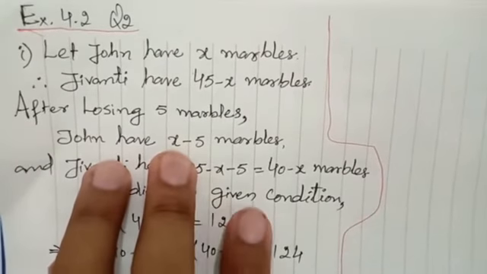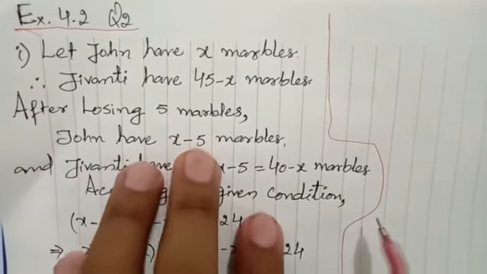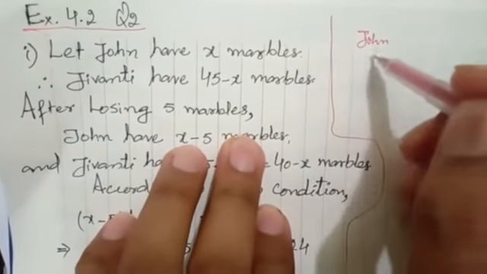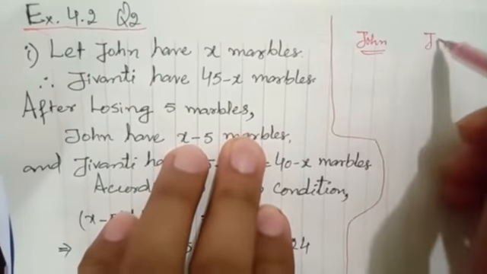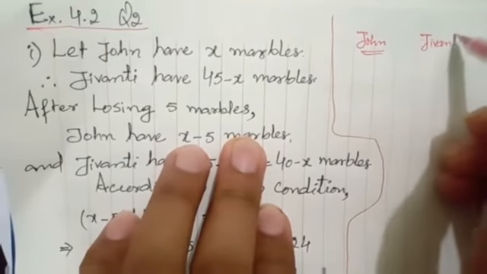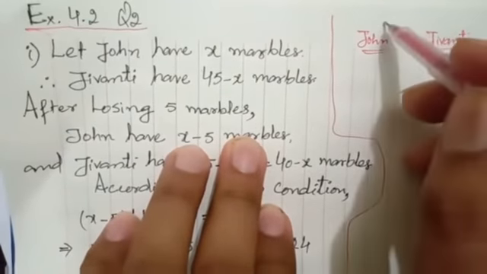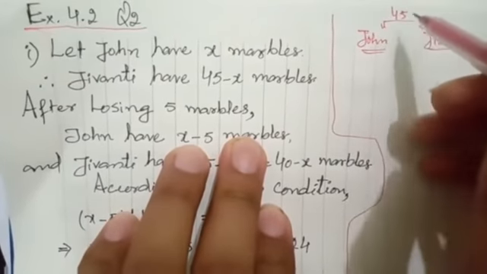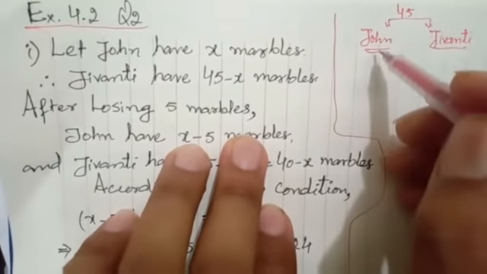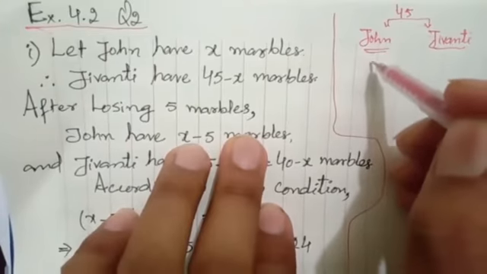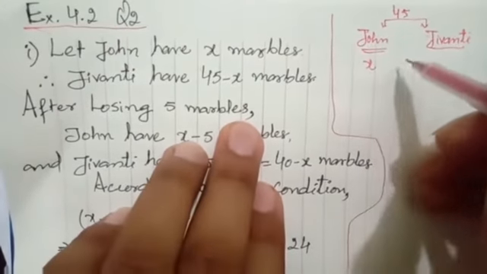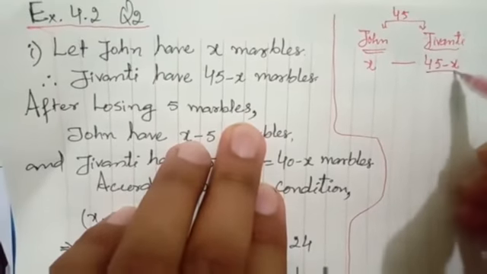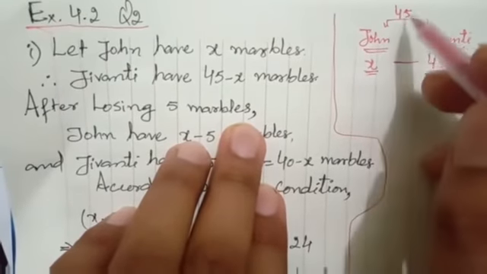The question is talking about marbles. There are two persons. One is John, and the second one is Jivanti. They both have 45 marbles together. We will consider John has X marbles. Then Jivanti will have 45 minus X marbles, because they both have 45 marbles.